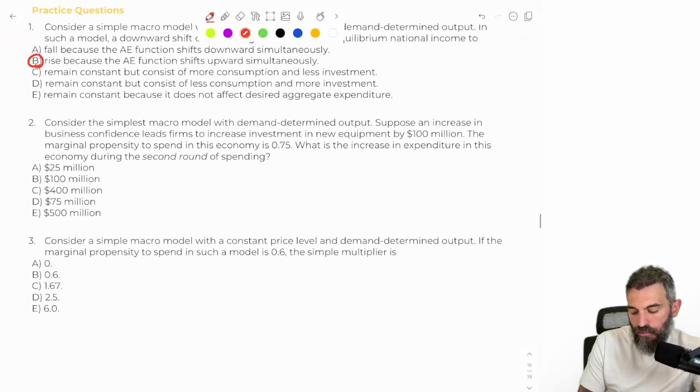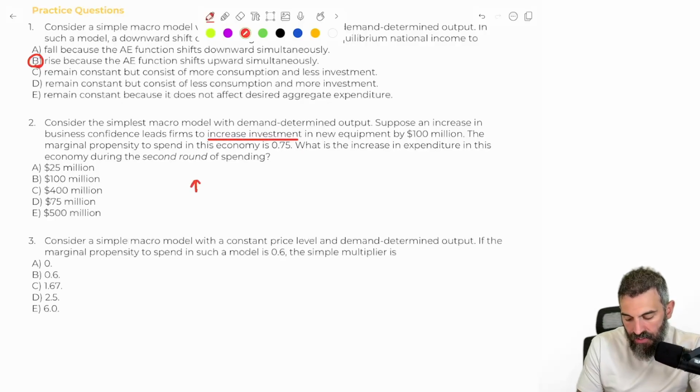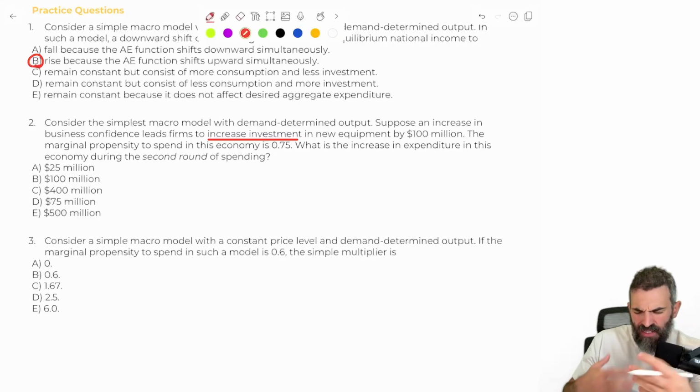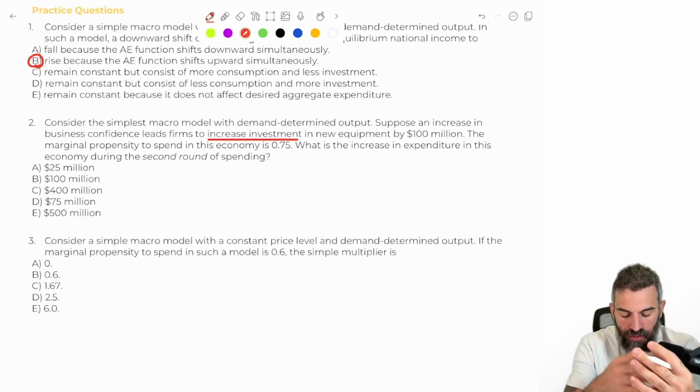Number 2, consider the simple macro model with demand determine output. Suppose an increase in business confidence leads to firms increasing investments in new equipment by 100 million. The marginal propensity to spend in this economy is 0.75. What is the increase in expenditure in the economy during the second round of spending? Okay, so this will allow me to explain to you guys really how this works.